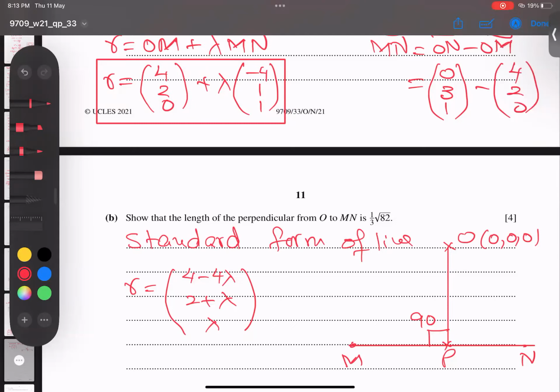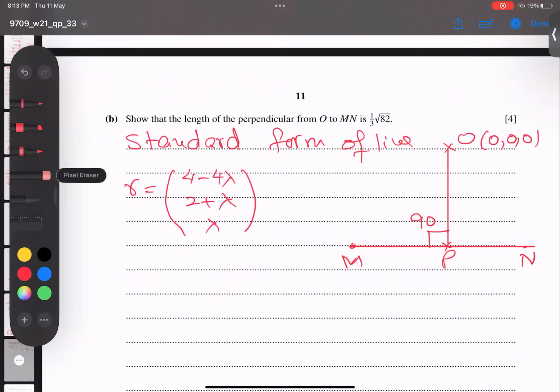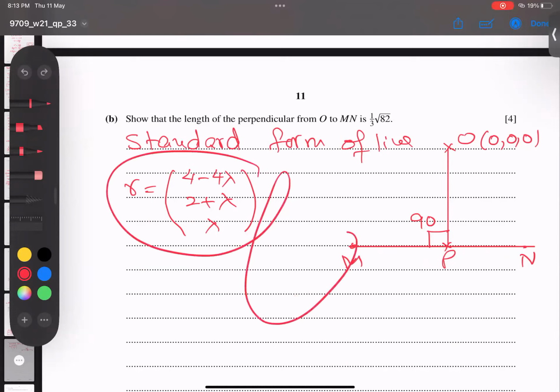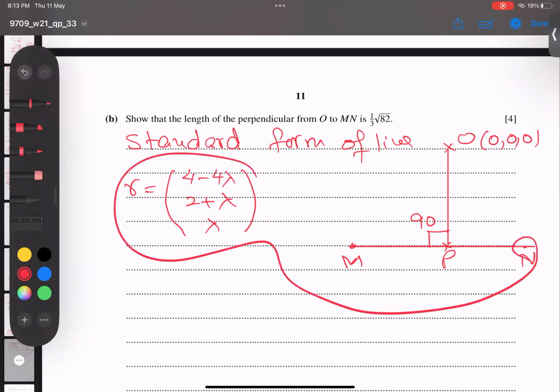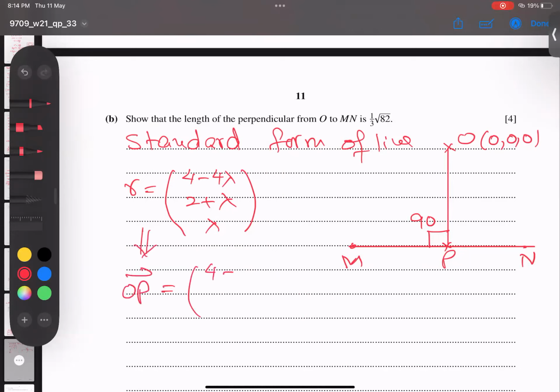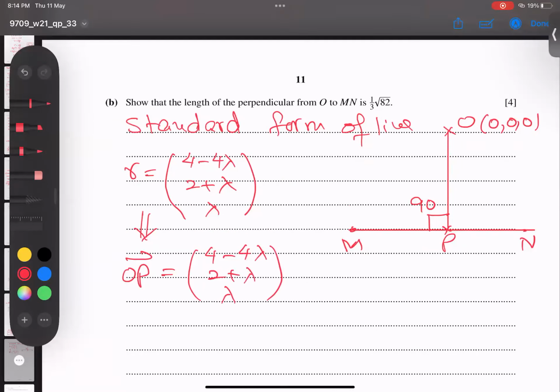What is the basic plan actually? When I convert to standard form of the line, students, it represents a million trillion points on the line. Even you can say that this is expressing M, correct? It is expressing N, correct? It is expressing P also. So I will convert this equation like this. The OP vector is 4 minus 4 lambda, 2 plus lambda and lambda. So I think you got the idea.